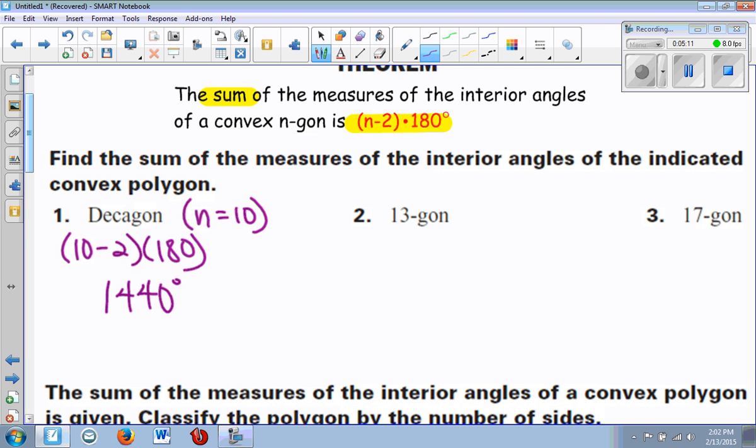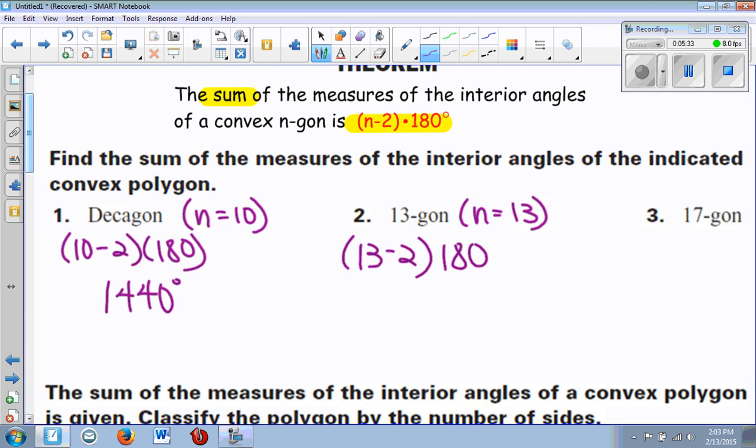Now, that doesn't mean that every angle is 1440. It means that if I add all 10 angles together, they would add to 1440. In a 13-gon, 13 sides for a 13-gon, so I'm going to do a similar operation. 13 minus 2 times 180.